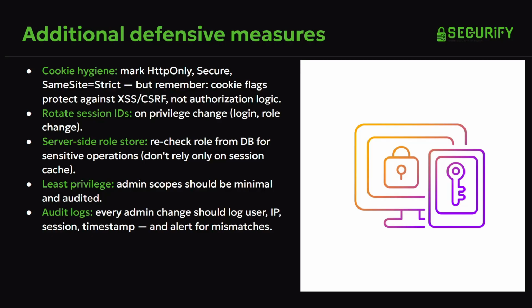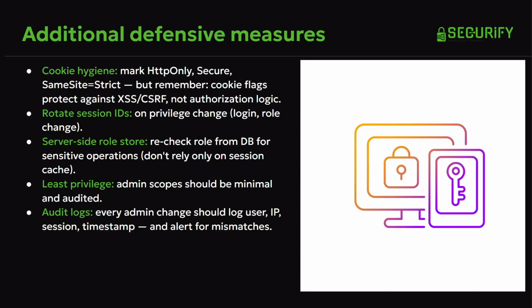Now let's look at a few extra safety tips you can use to make your app more secure, even beyond fixing the main bug. First, take care of your cookies. Make sure sensitive cookies are marked as HttpOnly, Secure, and set to SameSite equal to Strict. This won't stop access control bugs, but it does protect you from attacks like cross-site scripting or cross-site request forgery.